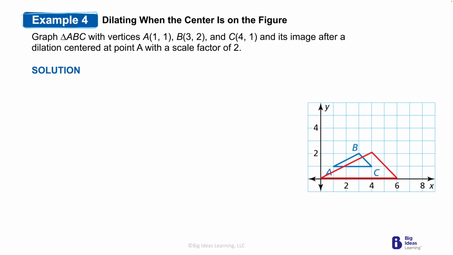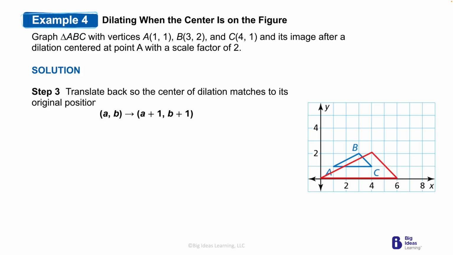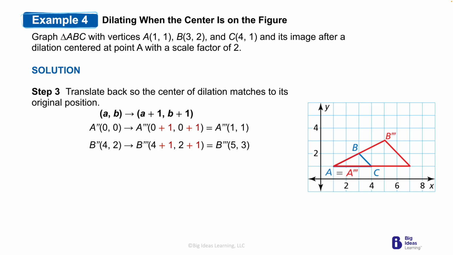Now we're almost done. So we're going to move this triangle back. So apply the rule. So now A triple prime becomes 1, 1. B triple prime becomes 5, 3. And C triple prime becomes 7, 1.